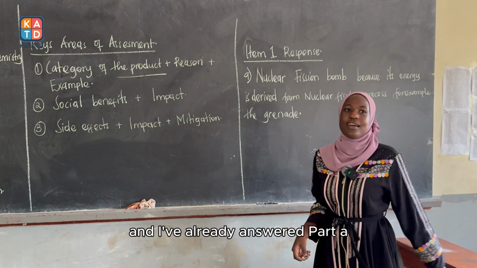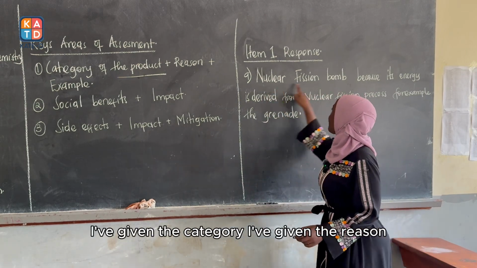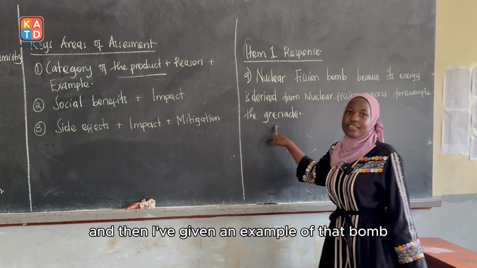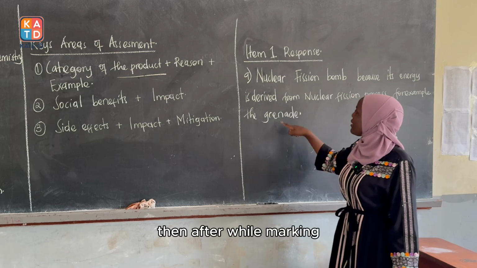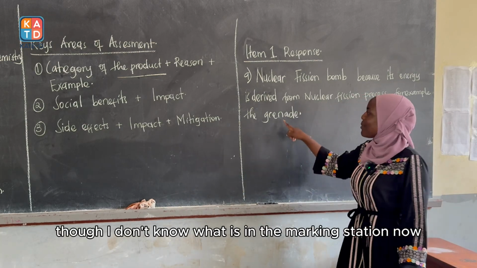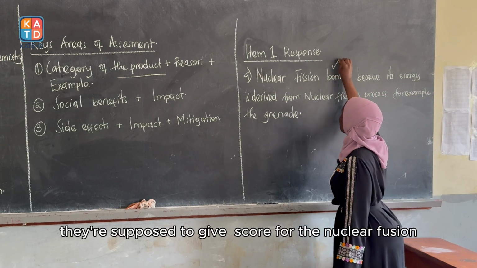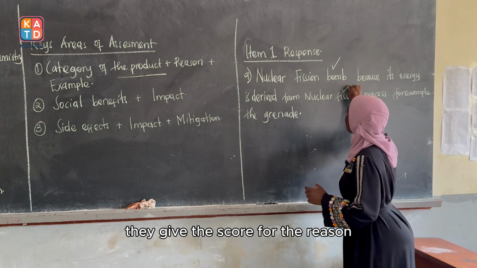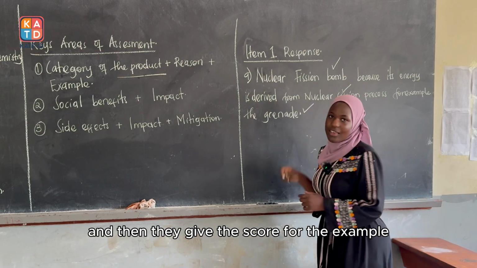And I've already answered part A. I've given the category, I've given the reason, and then I've given an example of that bomb. Then while marking, though I don't know what is in the marking station now, they're supposed to give a score for the nuclear fission. They give the score for the reason, and then they give the score for the example.